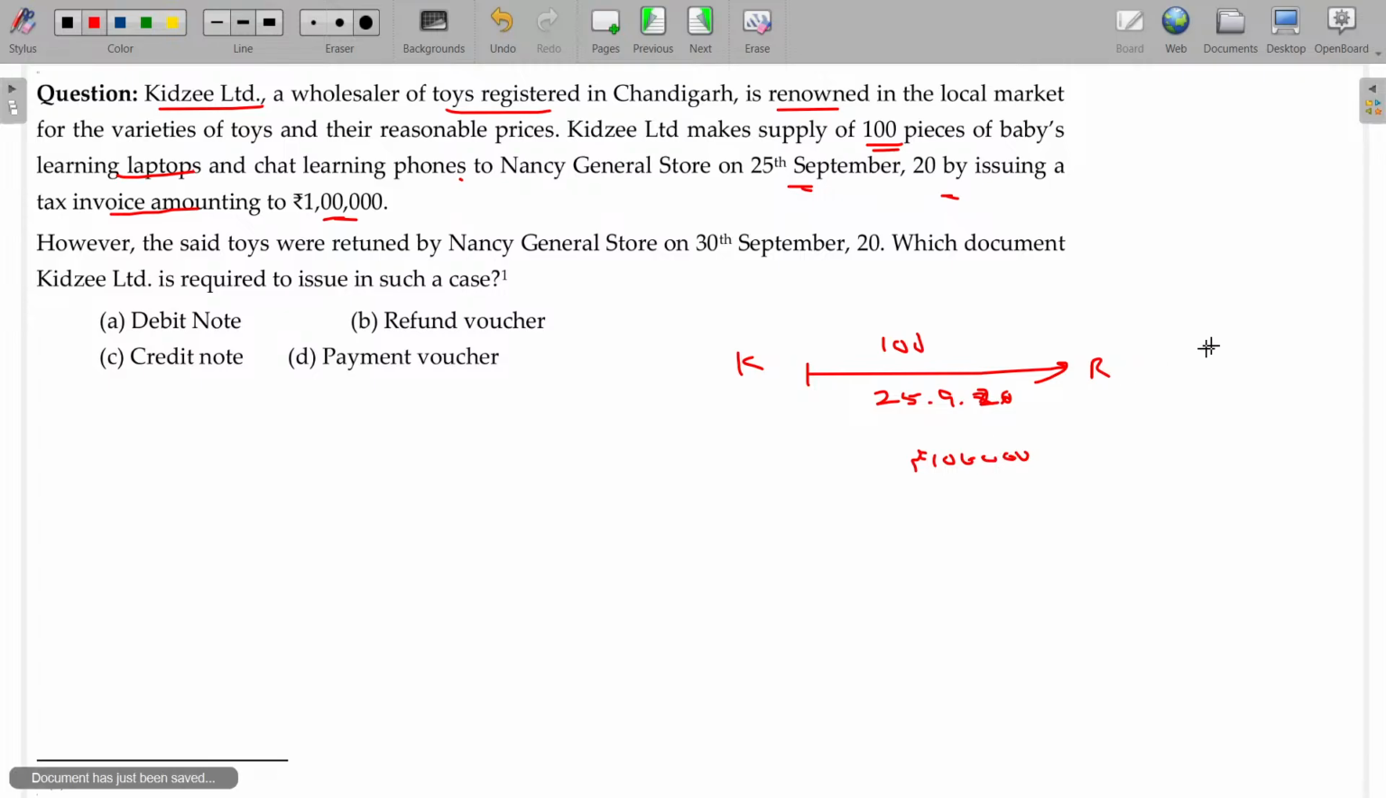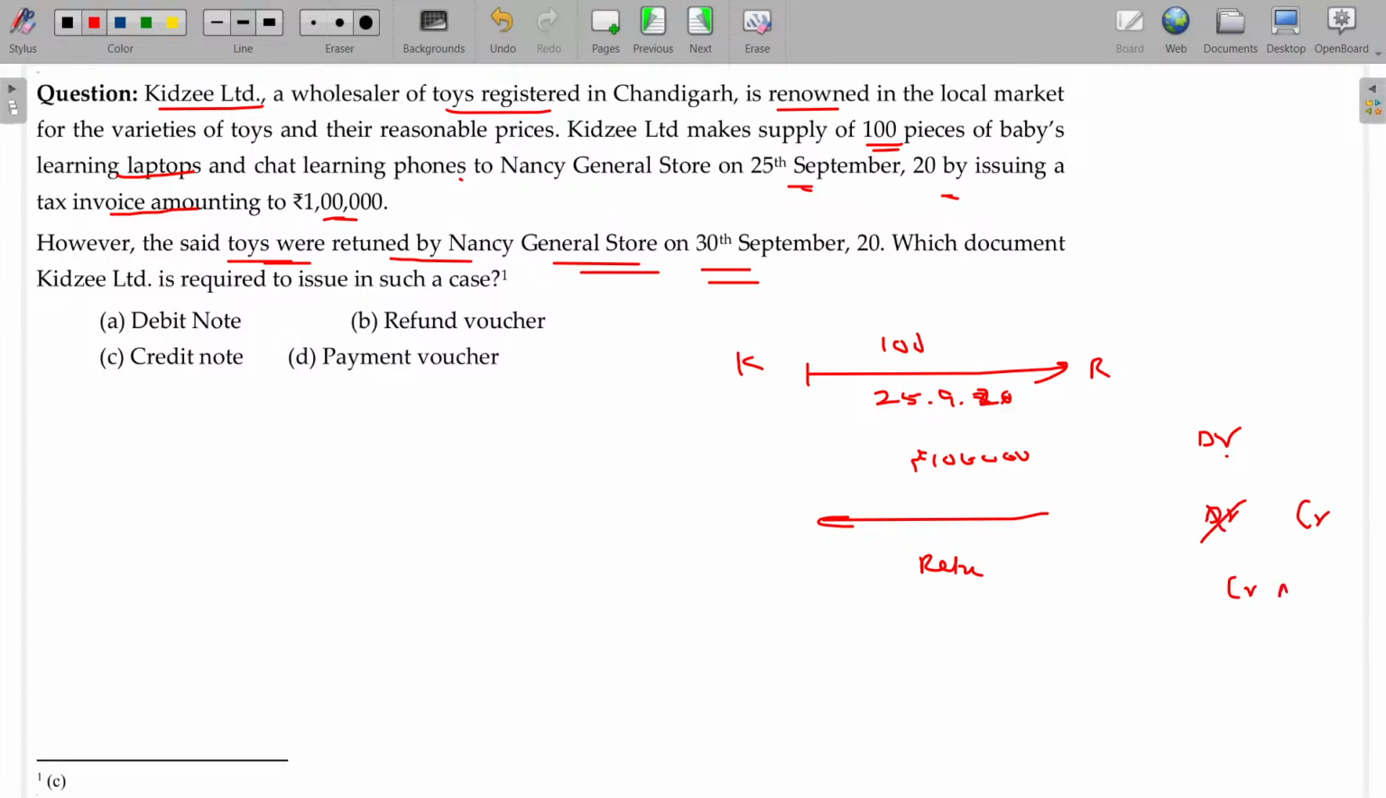So naturally, the recipient is going to be debited in this case. However, the said toys were returned by Nancy General Stores on 30th September. This entire thing is returned. Return means the debit should be cancelled. So debit should be cancelled means credit. So you have to issue a credit note here. Debit note, refund voucher, credit note, payment voucher. What should be the document to be issued here? Credit note is the document you have to issue. Clear? Next.